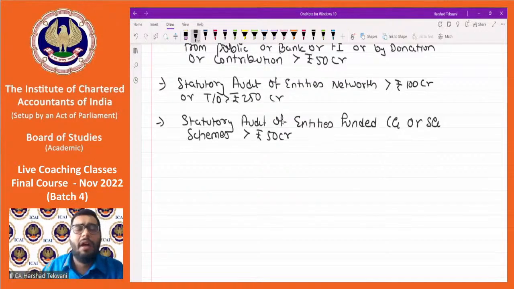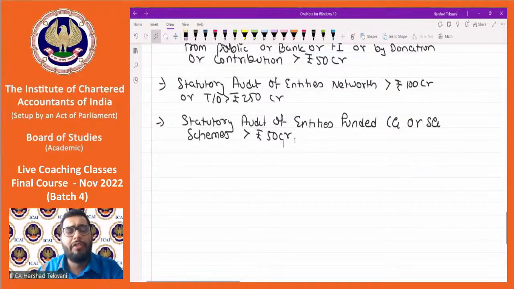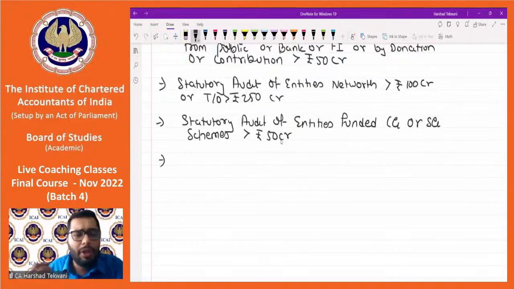So if they have been funded by the central government or state government scheme, where the amount which has been funded to the entity exceeds 50 crore, then audit of that entity will make you category 1. If you are performing audit of that entity, then it will carry you to the level 1 entity. Level 1 practice unit, my mistake, yeah.